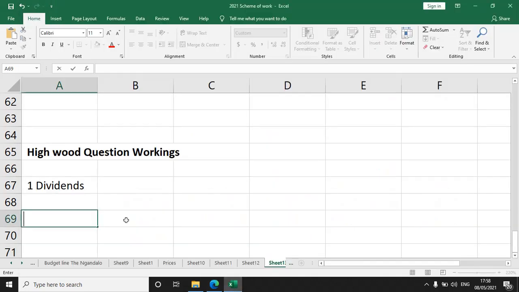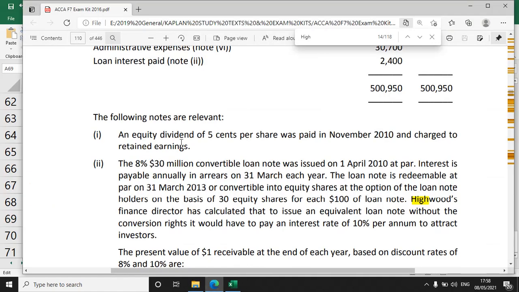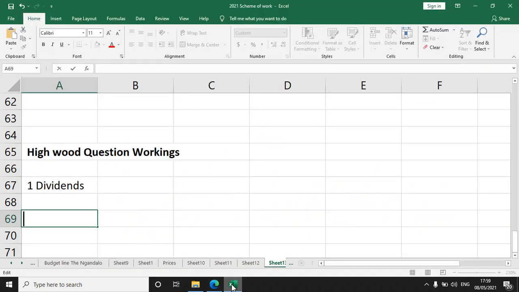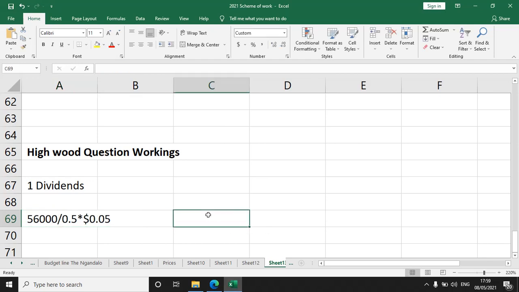So let's try to do it. It's not 50 cents, rather it's 5 cents. So you have got 56,000 divided by 0.5, that is 50 cents. Then multiplied by 5 cents, which is $0.05. I hope that you can get the same number that I'm getting. Okay, let's just try to do that.